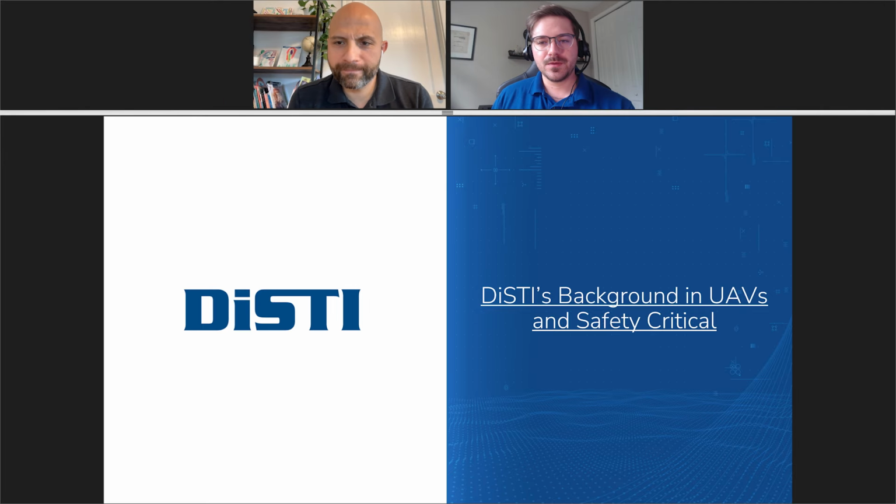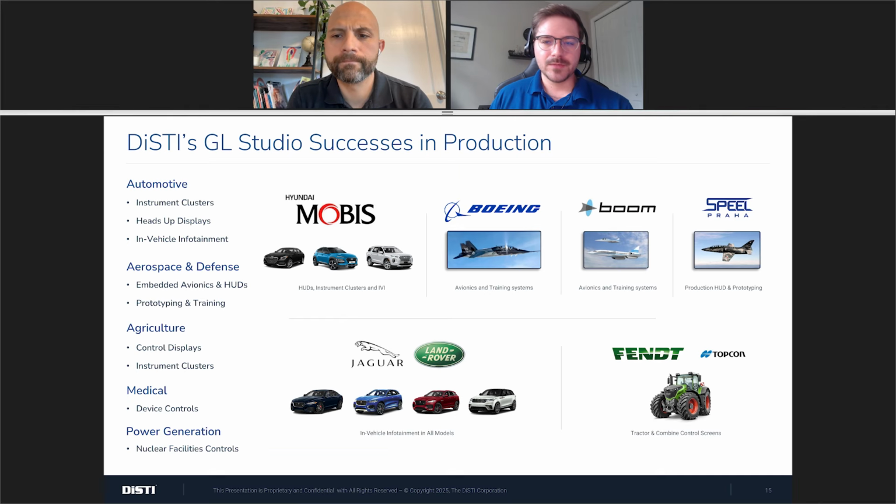What I would like to now do is provide some additional insight into DISTI's background in UAVs and safety critical applications. GL Studio is widely used in production of both embedded and safety critical embedded applications. So at Hyundai Mobis, GL Studio is used in a wide variety of different HUDs, clusters, and IVIs. Jaguar Land Rover standardized on GL Studio for 9 years for the in-vehicle infotainment across all their vehicles. And then on the safety critical side, we're used in a variety of aircraft, including the simulators for those aircraft. We're going to take a look at some examples of that shortly.